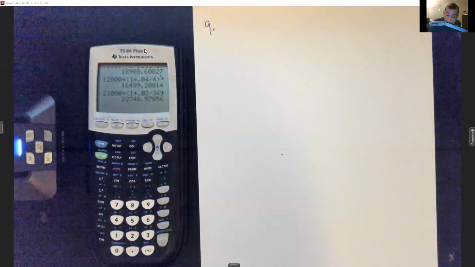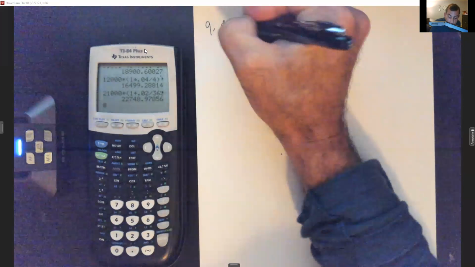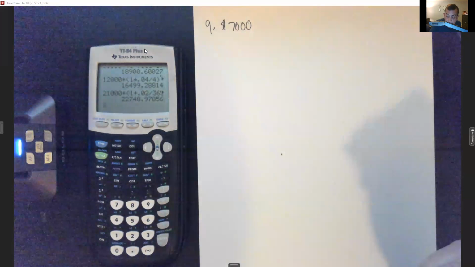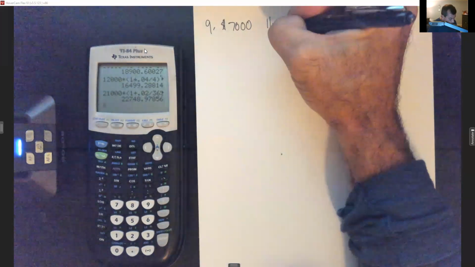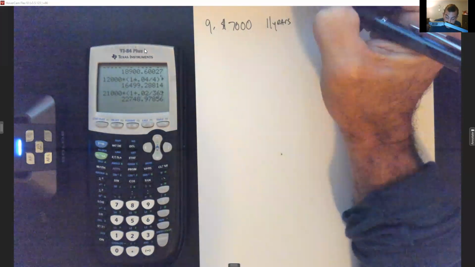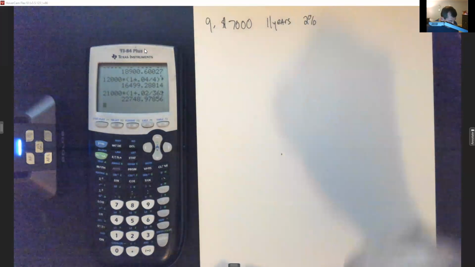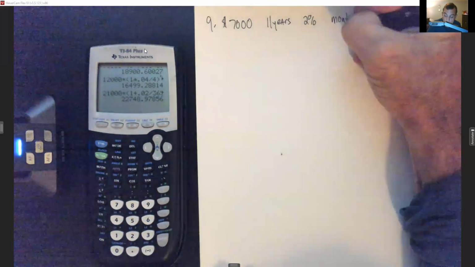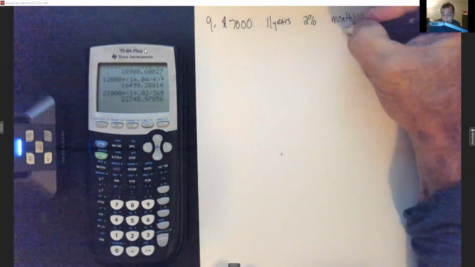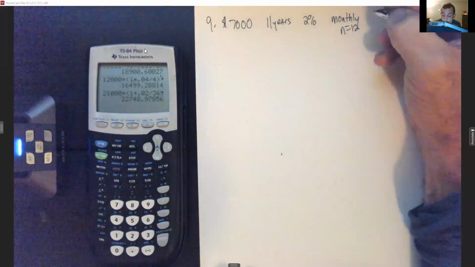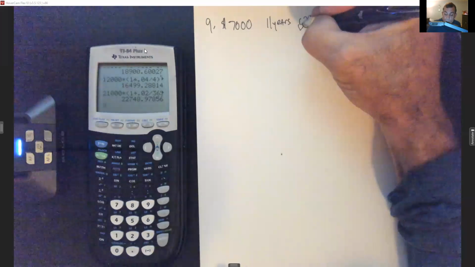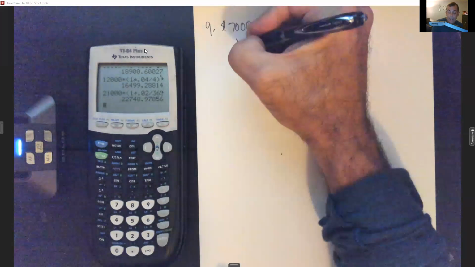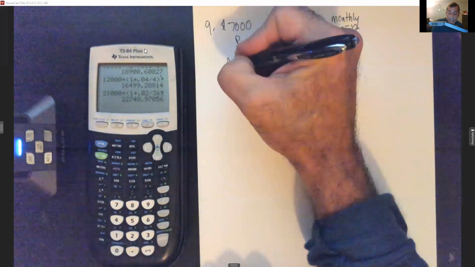Same thing, 7,000. So you're going to do this formula enough to learn it, I guess, right? 11 years, APR of 2%, monthly compounding. So monthly means N is 12. 2% once again becomes 0.02. 11 years is my Y, and there's my P. So I go plug everything in.